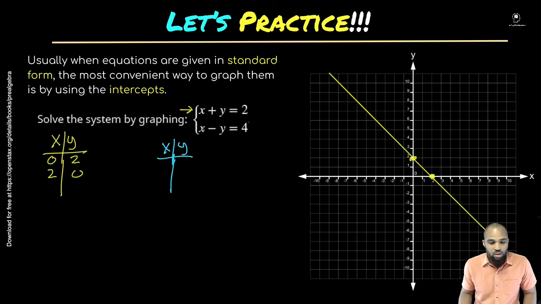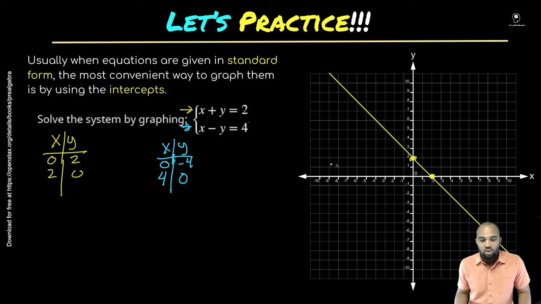So now for this other one, I would make a table to look at my x and y intercepts. If x was 0, what would I need to do for -y equals 4? What do I need to put here for y to get a +4? Well, this needs to be a -4, because negative times a negative is a positive. And if my y was 0, now I just have x equaling 4. So those are my 2 points: 0, -4, and 4, 0.